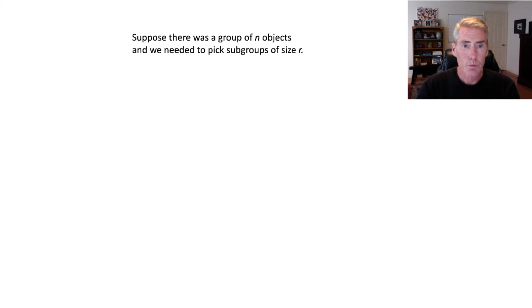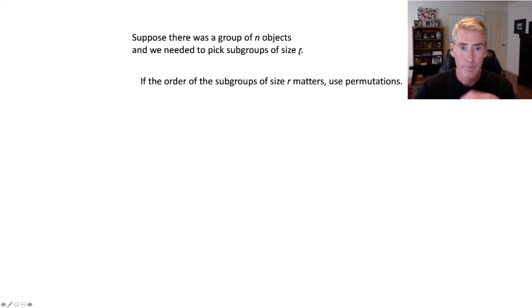Now there's just 2 more situations to consider. So in the last one I had 10 kids in a race, so that would be the n, 10 kids in a race. And I wanted to know first, second, and third, so that's a subgroup of size r. Now if the order matters, like with the kids in a race, then we use what's called permutations.